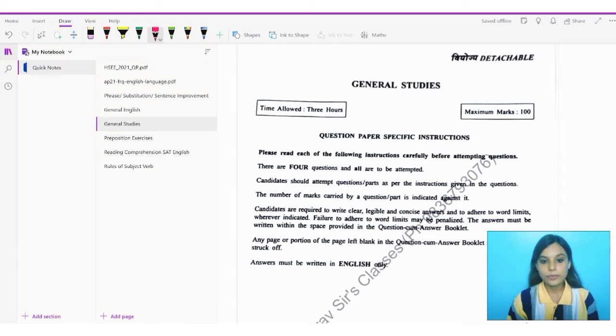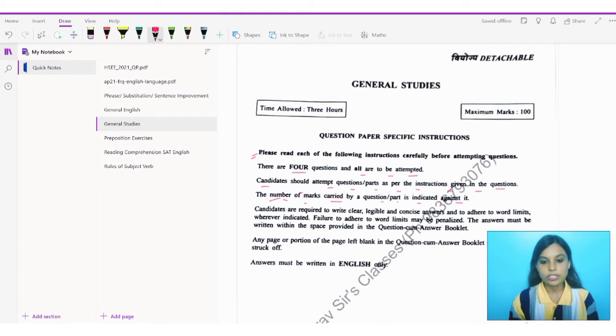Let's get through the rules once. There were four questions, and all are to be attempted, like it's there in 1A, 1B, 1C, 1D. Then you come over to 2A, 2B, 2C, 2D. Like that, you have four questions. Candidates should attempt questions or parts as per the instructions given in the questions. So they should be attempting questions as per the instructions, and the number of marks carried by a question or part is indicated against it. Yeah, you should be answering according to the number which is provided in the bracket beside the question.